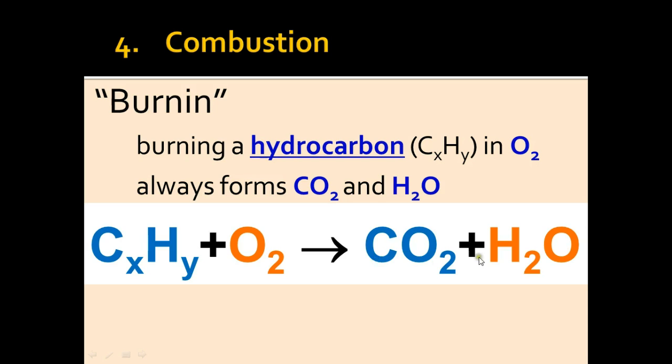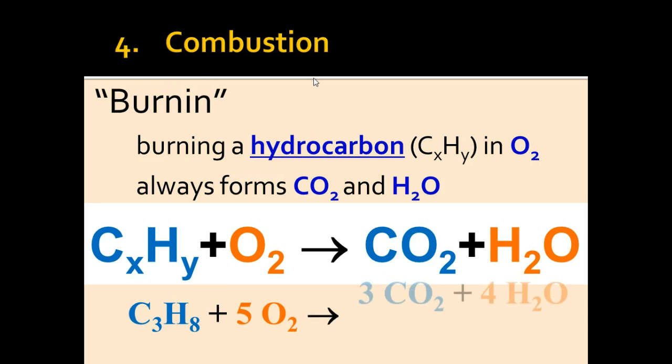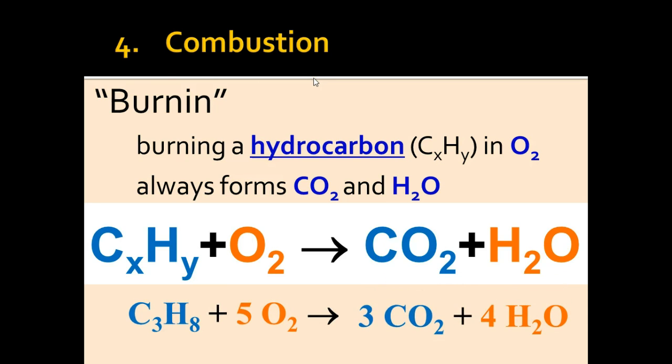So if you see CO2, H2O, and O2 and some hydrocarbon, that means it's combustion. A good example is C3H8 plus 5O2 yields 3CO2 and 4H2O. Notice how there's carbon and hydrogen, or hydrocarbon, and then oxygen, and then it yields CO2 and H2O. So if you see CO2 and H2O on the products and O2 and a hydrocarbon on the reactants, it's always combustion. So just remember that.